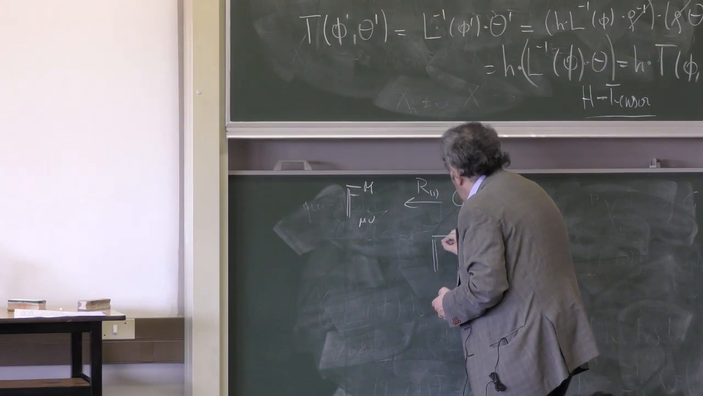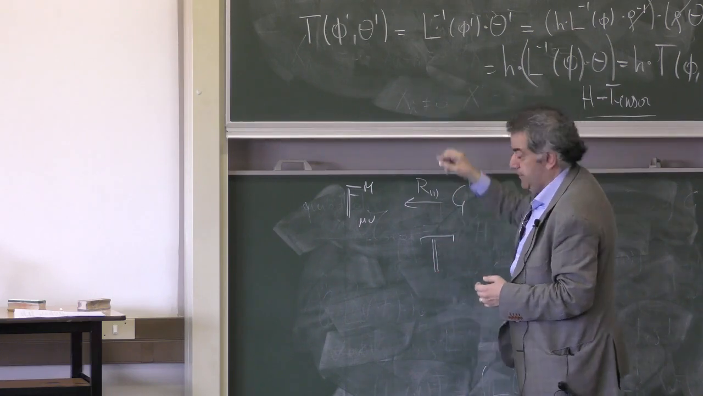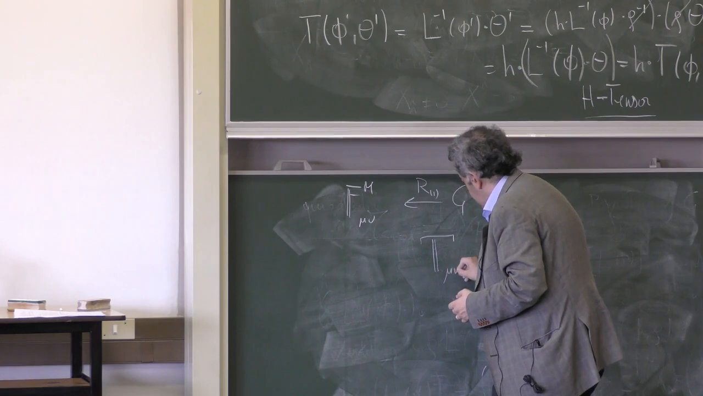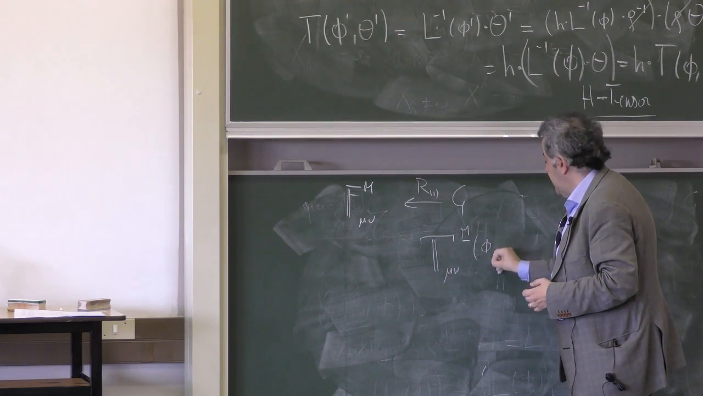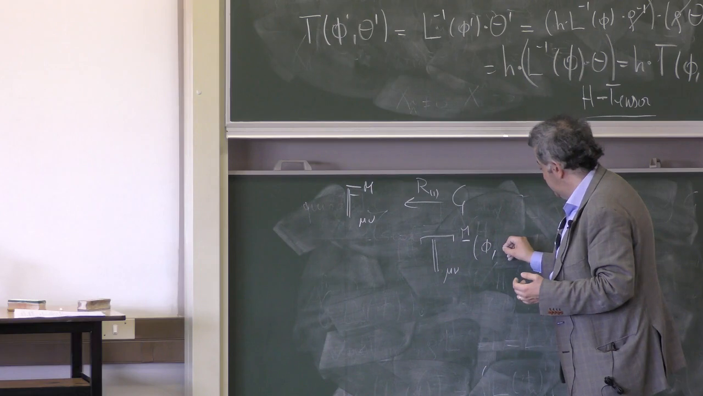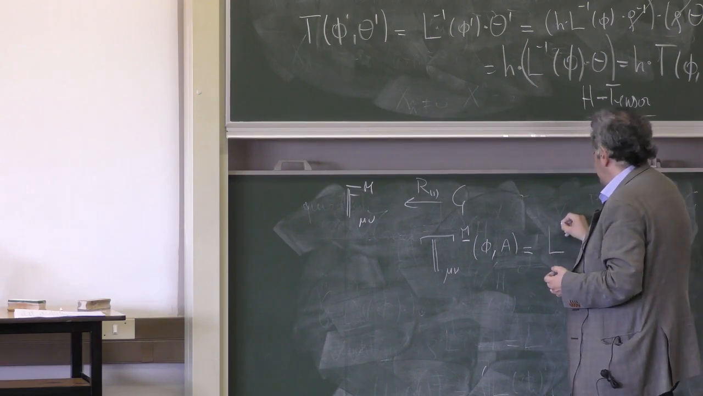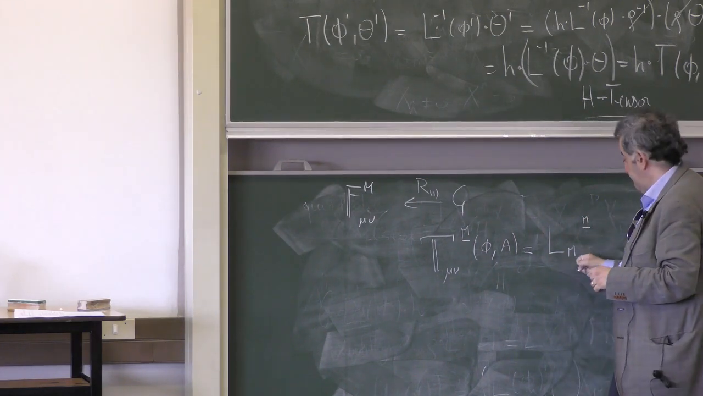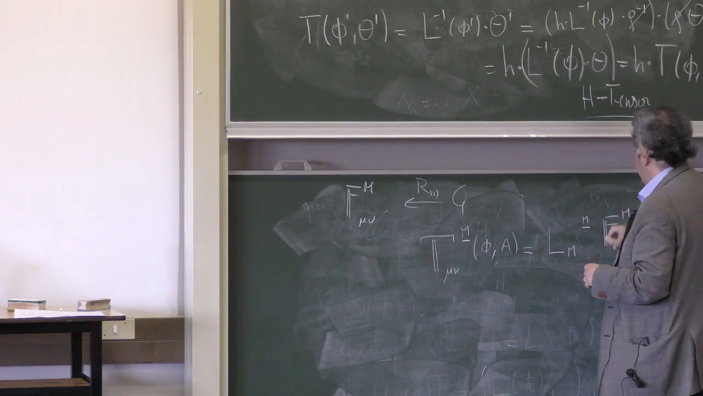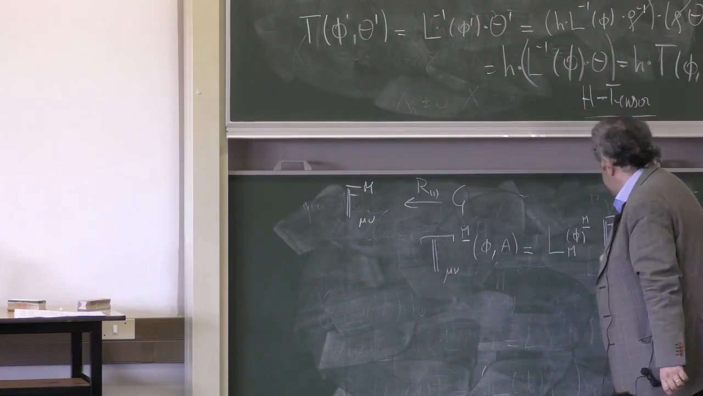I can construct now, how to denote them? Let's denote them by T, but not to confuse it with the T tensor, T with the double line here. Let's define this function of phi and the vector fields. The dressing is to be L, M-underscore-M, times F^M. This depends on phi.